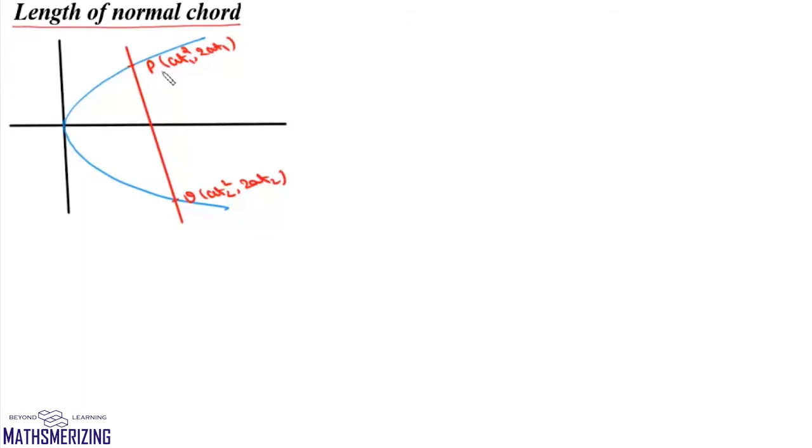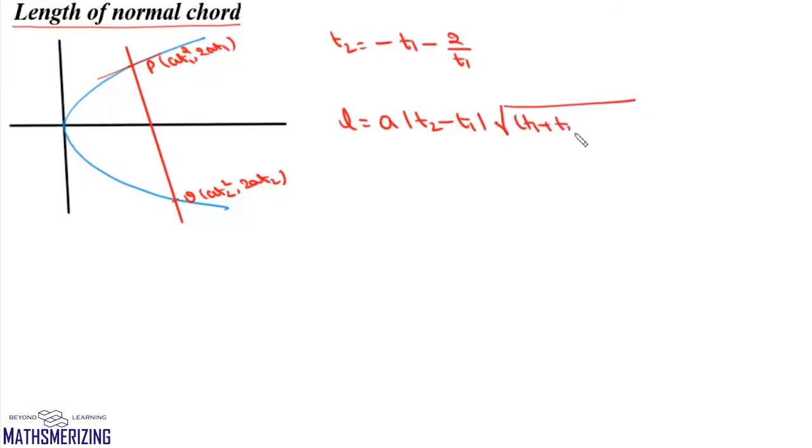Now here we need to find the length of the normal chord. Suppose this PQ is a normal chord, which means we have drawn a normal at this point P which intersects this parabola again at this point Q. So we already know that the relationship between t1 and t2 is t2 = -t1 - 2/t1. We know that the length of any chord of a parabola is a|t2 - t1|√((t1 + t2)² + 4).